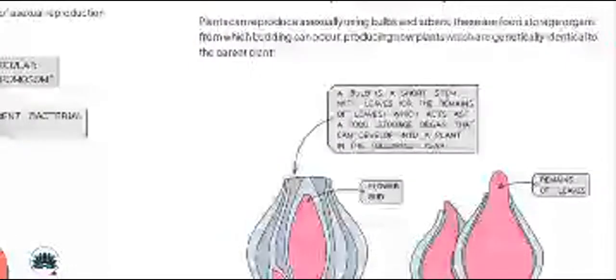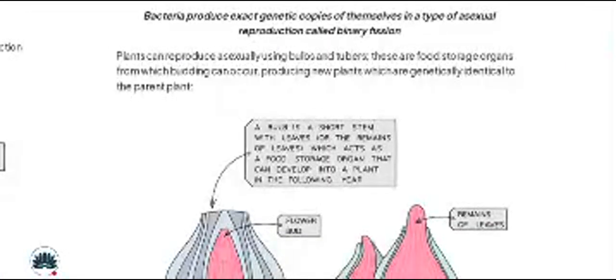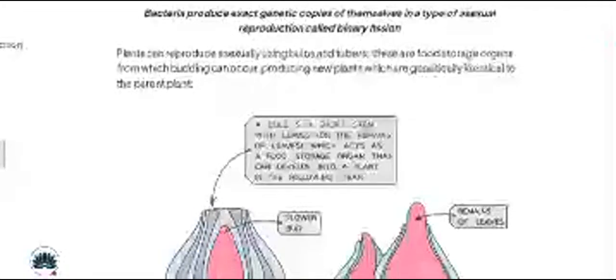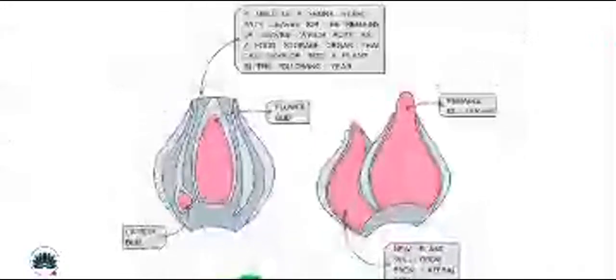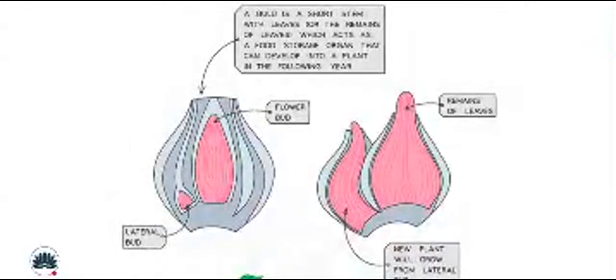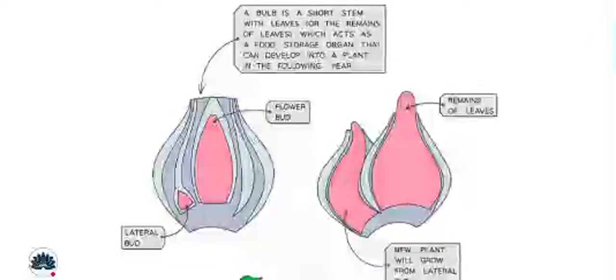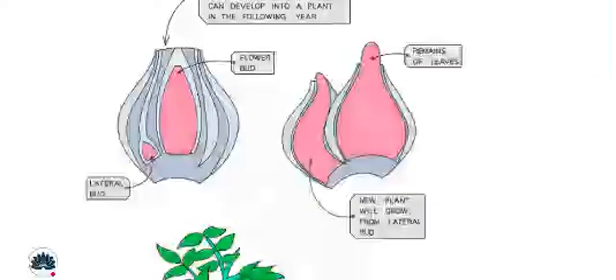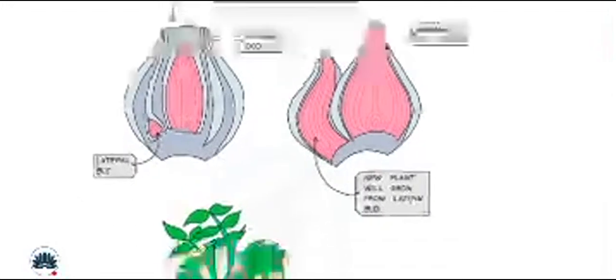Taking another example, reproduction producing new plants which are identical to the parent. Now here you can see a lateral bud, and there's a flower bud and a lateral bud. A bulb is a short stem. You can see that the bulb is a short stem with leaves or the remains of leaves, which acts as a food storage organ that can develop into a plant in the following year. And here the new plant will grow from the lateral bud, from the remains of the leaf. While the flower bud will remain in the leaf.